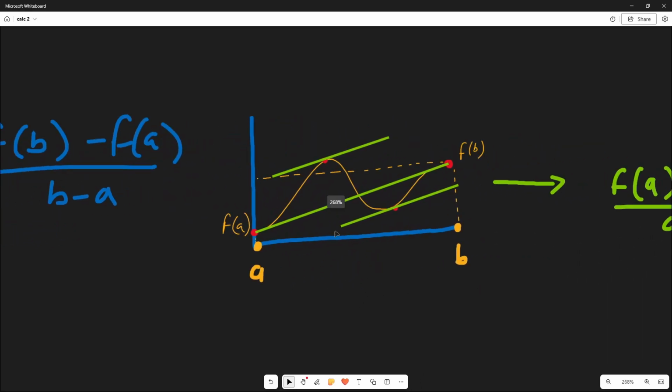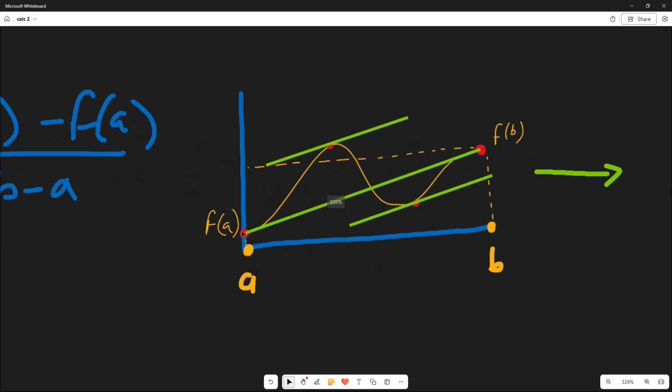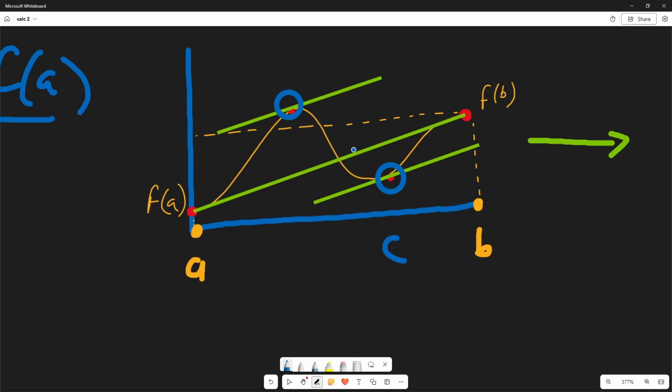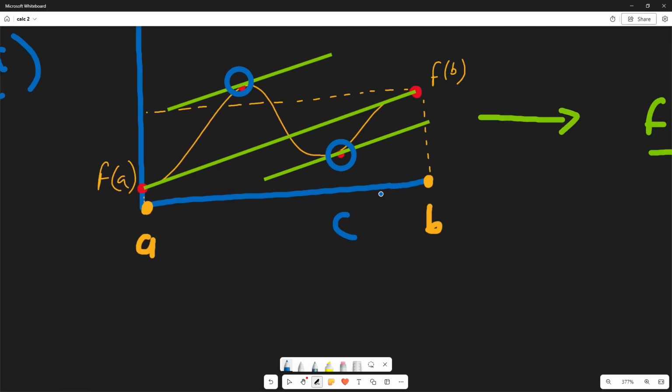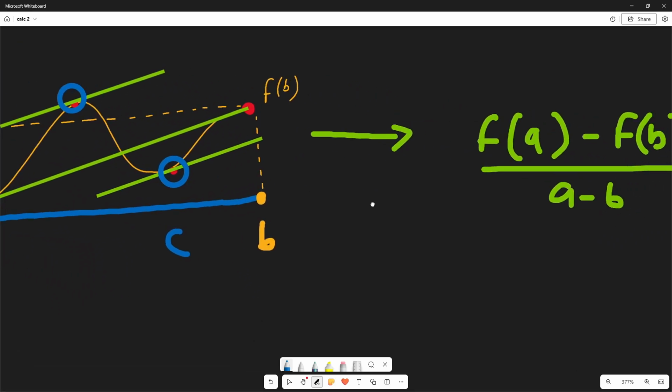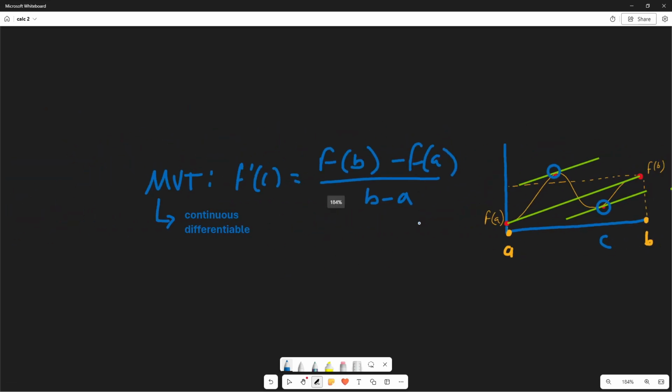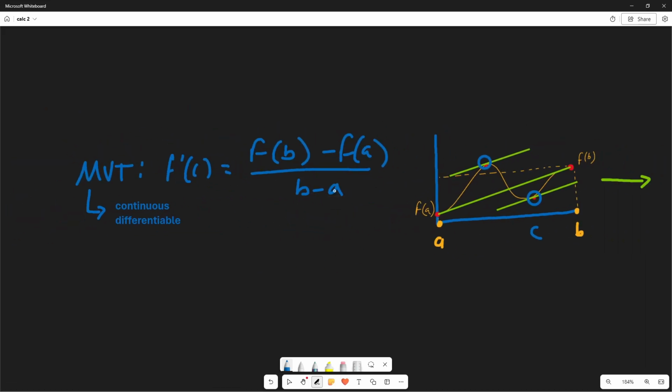So in this case, we've got a and b, and this orange line is just our regular function, which is continuous and can be differentiated. Let's say these two red points right here are a value of c. If we take the derivative there, it means our derivative is the same as the average rate of change of the whole function. So that's really what the mean value theorem is all about.